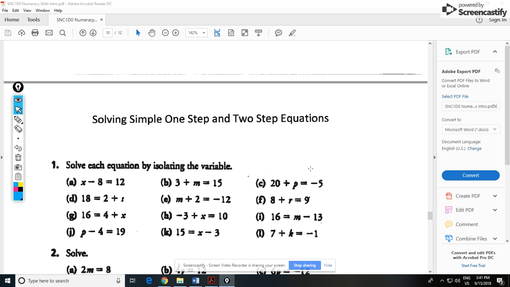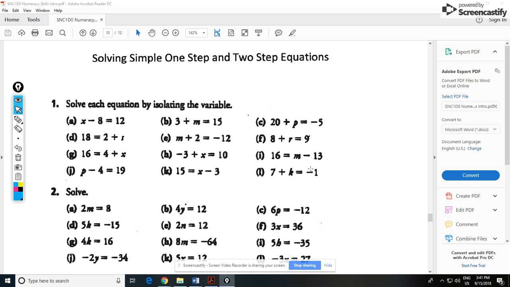Then you get to solving for variables. That'll be very important because we're going to be doing calculations where you have to solve for unknown things in science. So you'll have to solve for a variable, something unknown, something you don't know. So for example, here we have x minus 8 is equal to 12, and you need to find what x is. And some of you can already do this in your head. You can say, well, if it's equal to 12, then x has to be 20, because 20 minus 8 is 12.